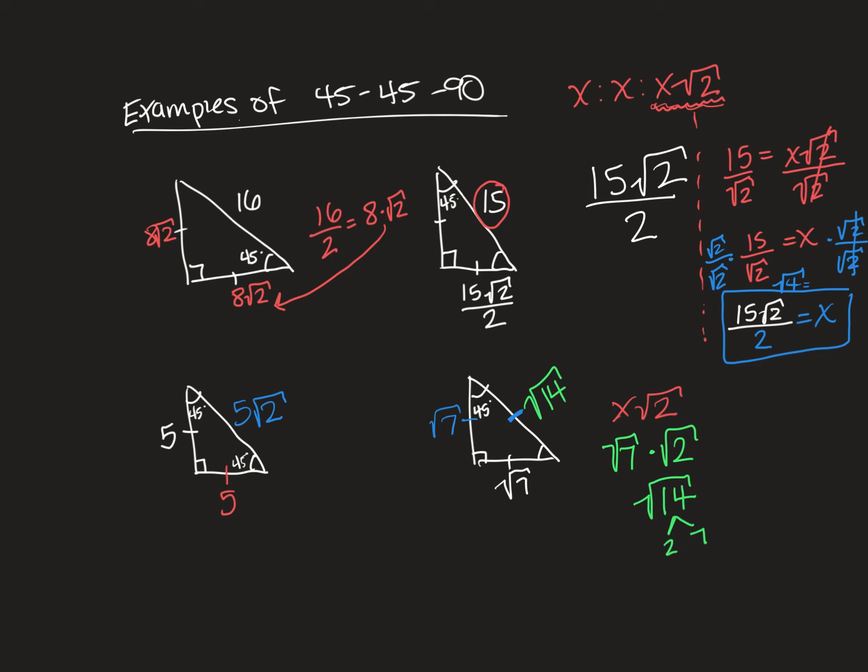Remember I told you at the beginning of the video that sometimes you're going to have the square root of 2 in your answer, but sometimes you won't. And see how it basically transformed the square root of 7 times the square root of 2 to the square root of 14. And that's how you solve 45, 45, 90 triangles. We're going to move on to 30, 60, 90 triangles in the next few minutes. Or on the next slide.